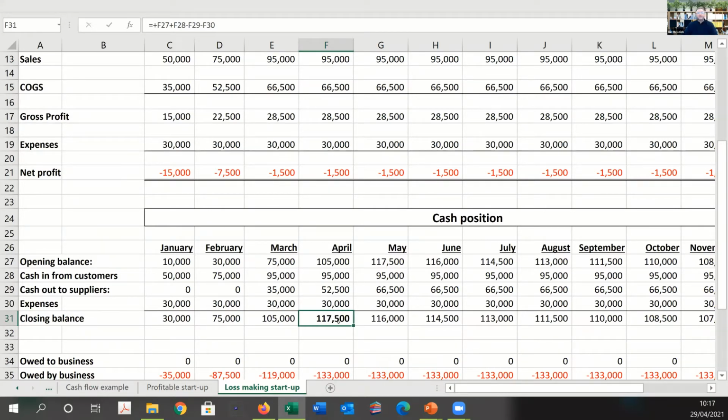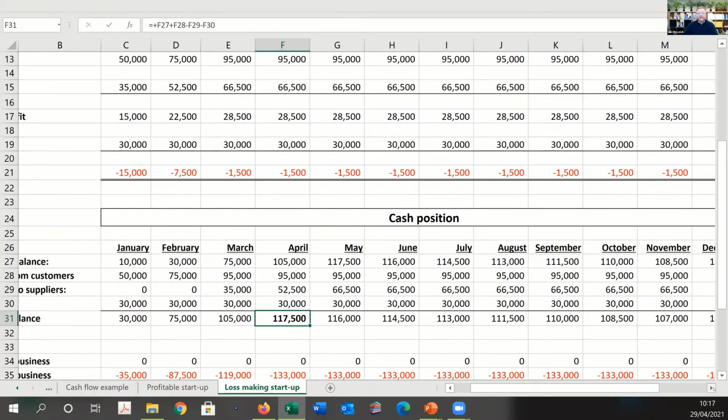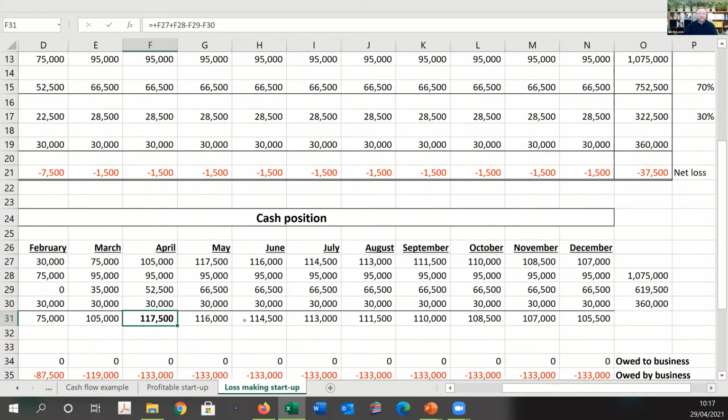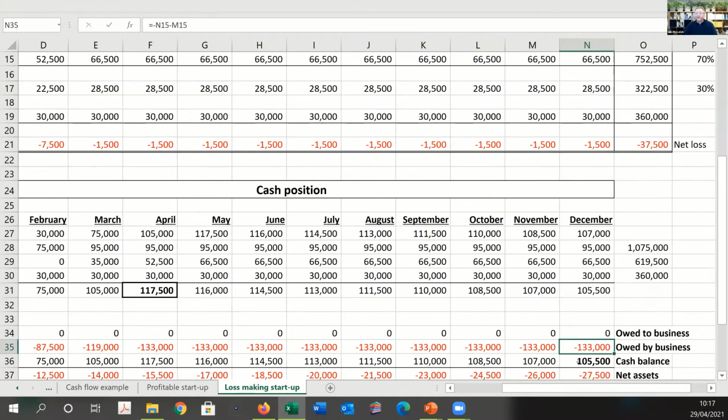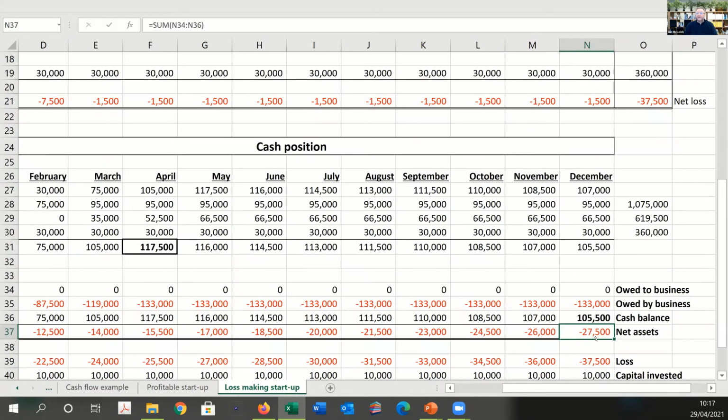Now, you must all know people who run their business on the bank account. If you were running your business on your bank account, you'd be looking at that going, what a great business, they're doing brilliantly. But eventually he does have to pay his suppliers. So what happens is, you can see the bank balance starts to fall from that point, down and down and down and down. He's still got 105 in the bank, but he owes 133,000 to his suppliers. So he's actually got £27,500 net assets, minus net assets.